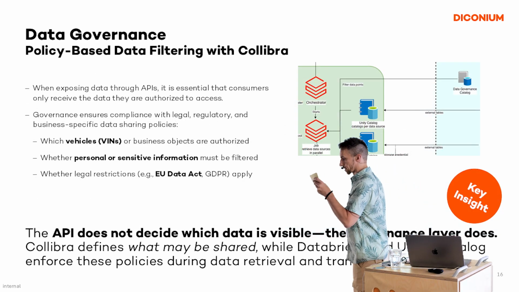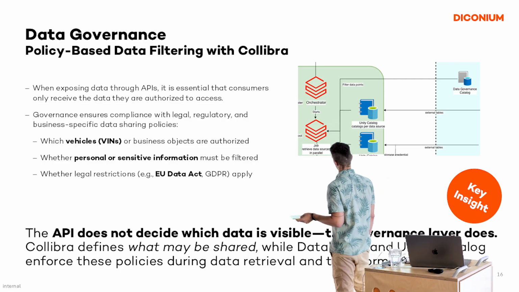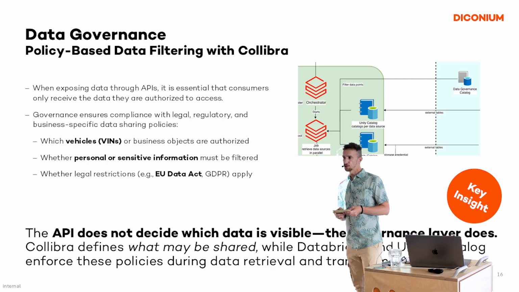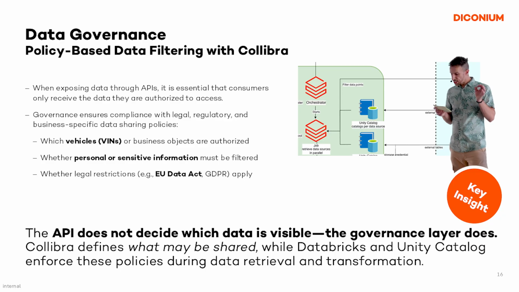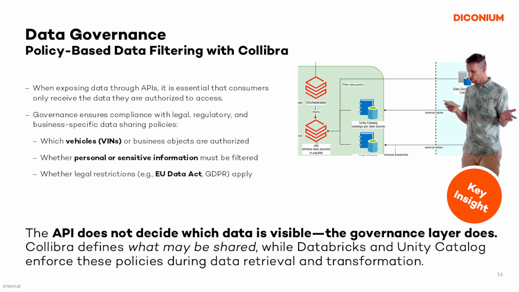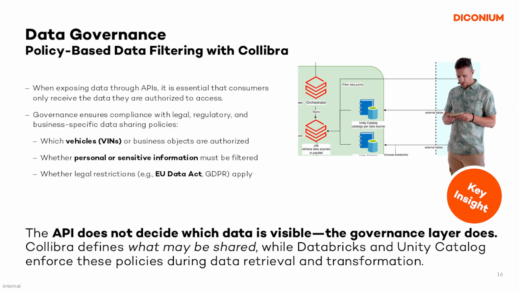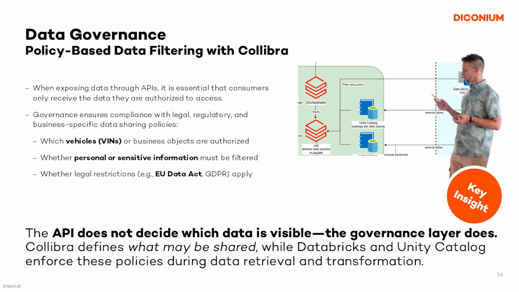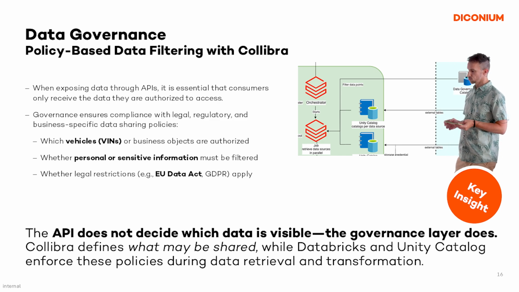Coming to the data governance. So it's policy-based data filtering with Collibra. When exposing data through APIs, it is essential that the consumers only receive data they are authorized to access. The API does not decide which data is visible. The governance layer does. Collibra, a data catalog, defines which data is allowed to be shared, while Databricks enforces these policies during the data processing.